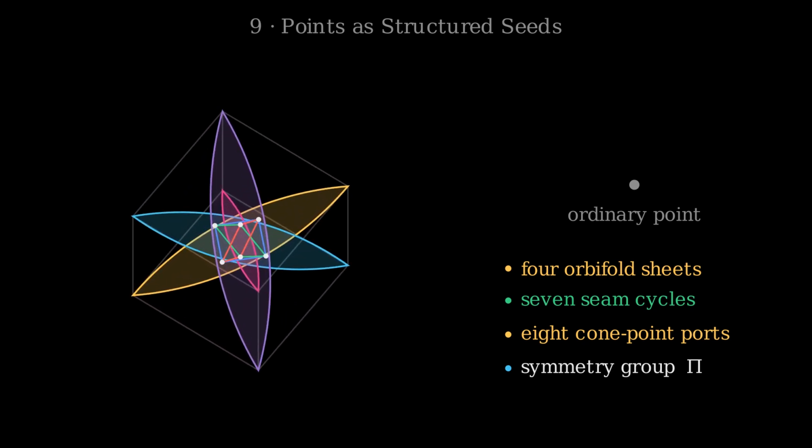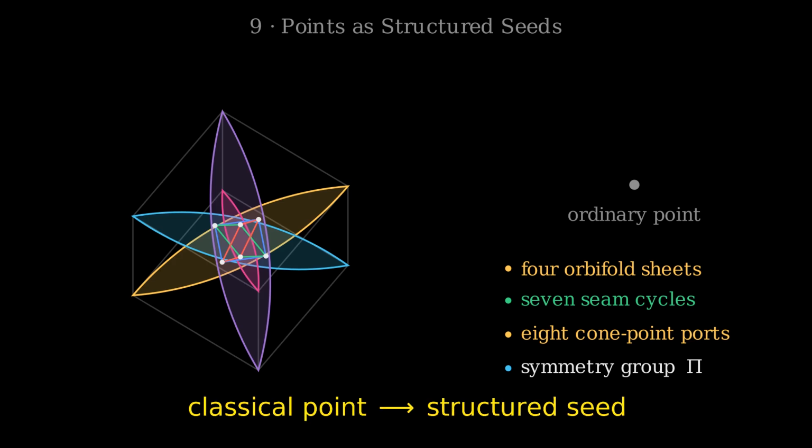Instead of constructing a space from featureless points, we construct it from points that already carry topology, orbifold structure, incidence data, and internal symmetries. The resulting ambient geometry would not merely specify where a point is. It would also specify what kind of internal state that point occupies.